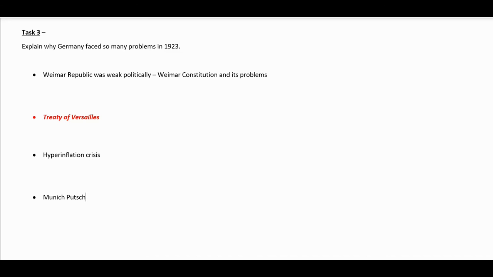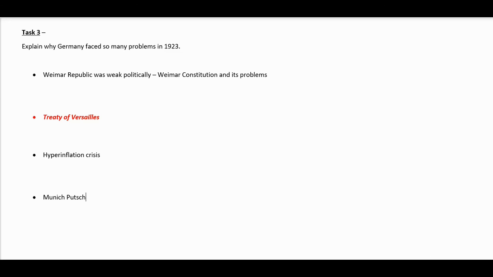And we could say that these underlying, that's really important because we're trying to weave our argument together, these underlying long-term problems help to explain the problems that then materialized in 1923, because the hyperinflation crisis, not just inflation, but hyperinflation, was caused by the Weimar government's reaction to the French invading the Ruhr, and the French invaded the Ruhr because the German government were not paying the reparations back that had been stipulated during the Treaty of Versailles. So we're linking back to weak government or unstable government and the Treaty of Versailles.